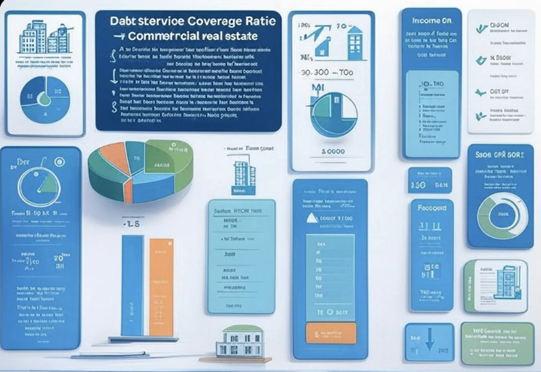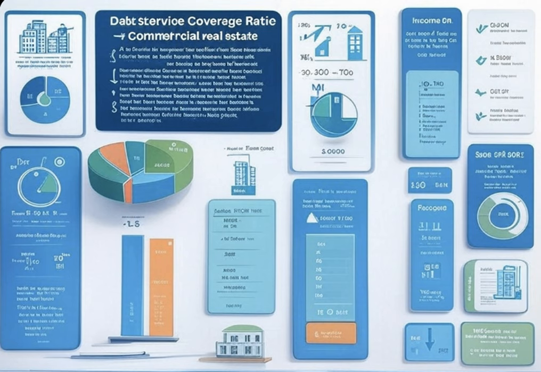Okay, so we get the number 1.43, but what does that really tell us about the property? Well, it means that for every dollar of debt the property has to pay, it generates $1.43 in net operating income. So there's like a buffer of 43 cents on every dollar of debt after the payments are made.